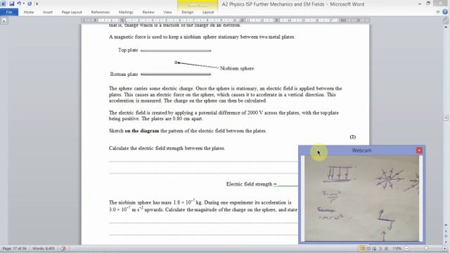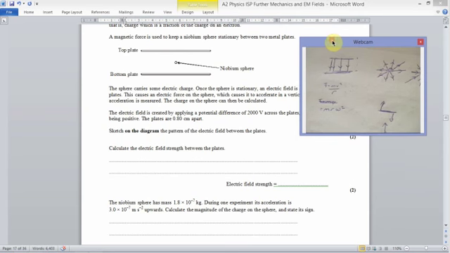For electric field strength again, E equals V over d. So if you plug in your values, that's 2000 divided by 0.8 times 10 to the minus 2, times 10 to the minus 2 because it's centimetres. So you end up with 250,000 essentially. So 250,000. That's what we end up with.